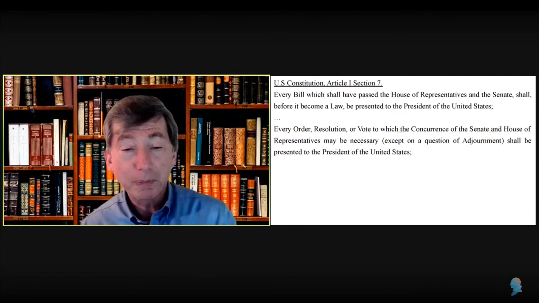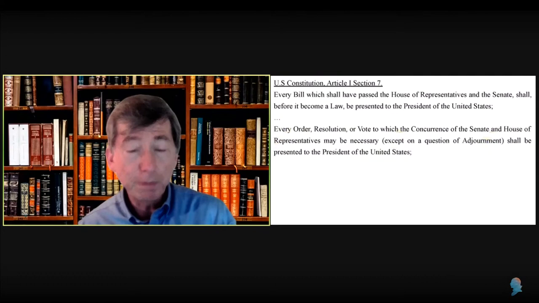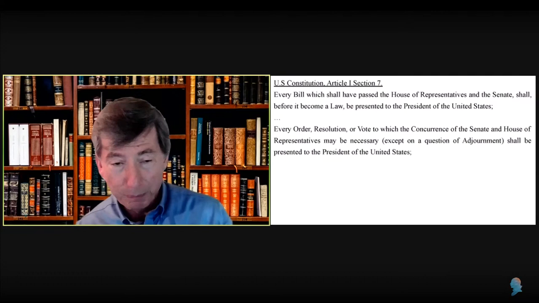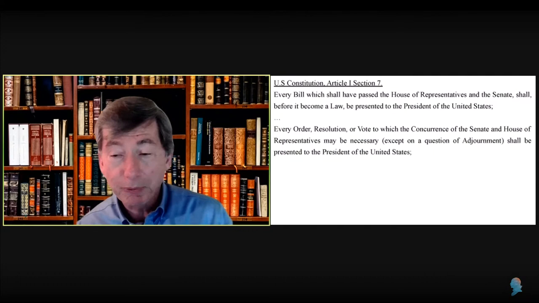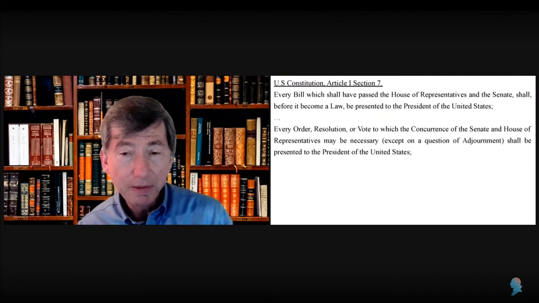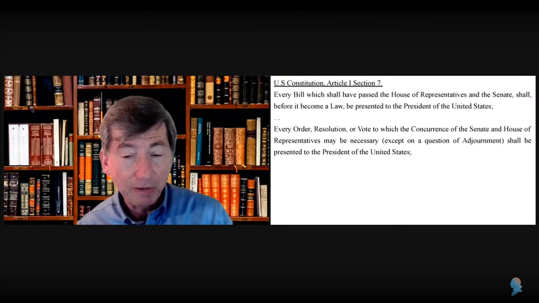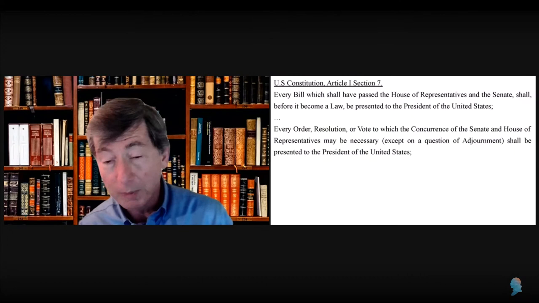And here is an example right in the text of the Constitution, because most people don't realize that there are two, quote, presentment clauses in Article 1, Section 7. Why would that be? Okay, so let's read the first part of the first one. Every bill, and that's the key word, which shall have been passed, has to be presented to the president. Then the next one says, every order, resolution, or vote to which the concurrence of the Senate and the House of Representatives may be necessary, and he takes out the adjournment because that wouldn't have been covered by bills, but it would be covered by this language.